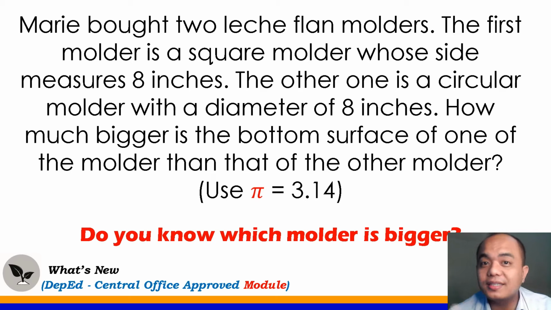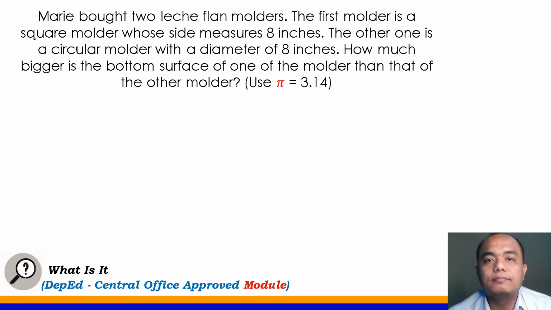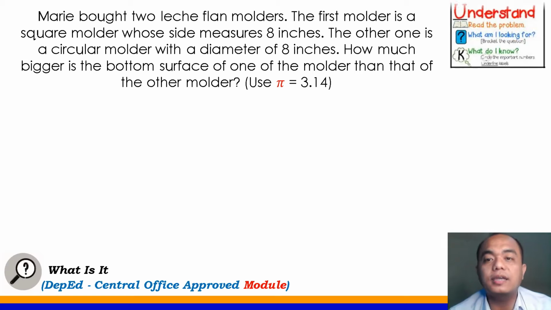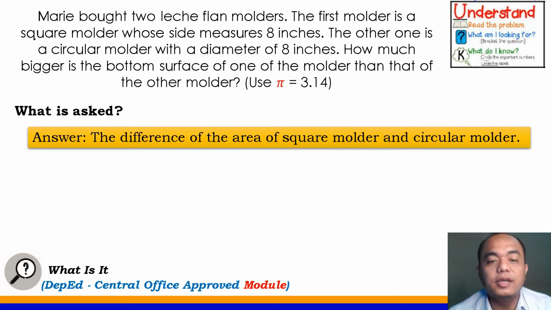Now, to solve this problem, class, we have to follow the 4-step plan. So, the first step here is to understand the problem first. Okay? Now, what is asked in the problem? Yes, very good. The difference of the square molder and the circular molder. Ano ba yung difference ng square molder at saka circular molder? Okay, in terms of their area. So, yun yung dapat nating sagutin later on.